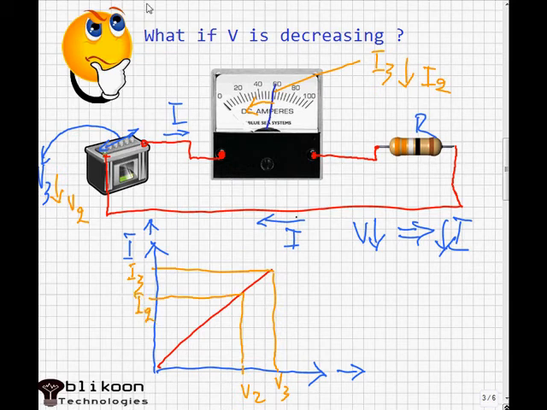If we decrease voltage again, let's say we decrease it to V1, less charges are going to flow in the current path. Our needle is going to move more to the left. Current is going to decrease to I1. So how do you represent I1 on the graph? First, represent V1 and I1 is here.